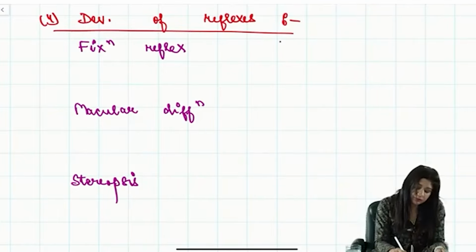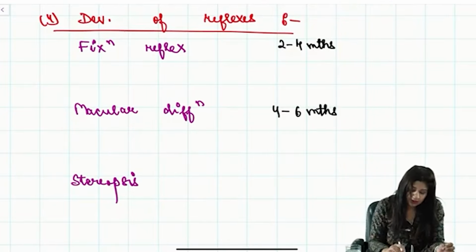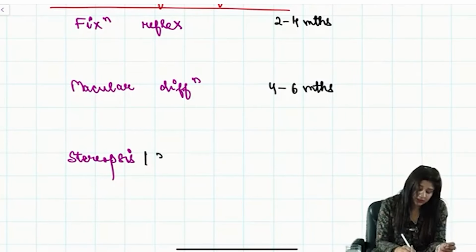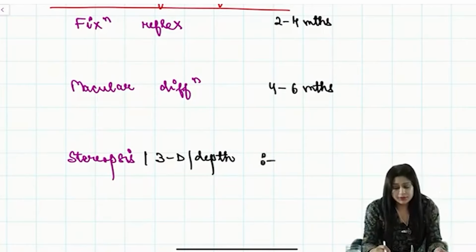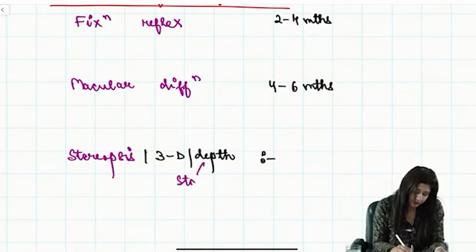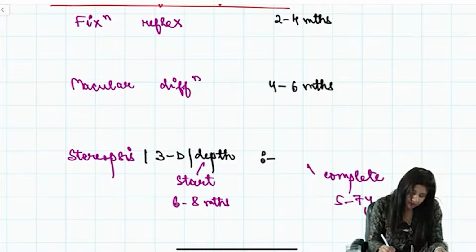Fixation reflex will come at 2 to 4 months, and macular differentiation at 4 to 6 months, and then stereopsis. Stereopsis means what? Stereopsis means the 3D perception or the depth perception. So this will start at 6 to 8 months, and it will complete by 5 to 7 years.